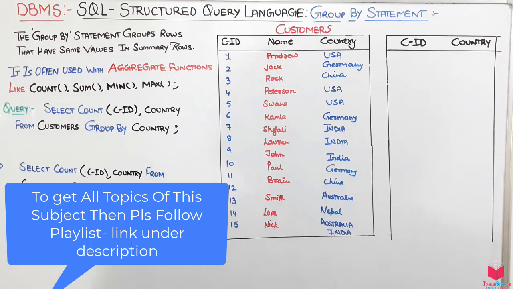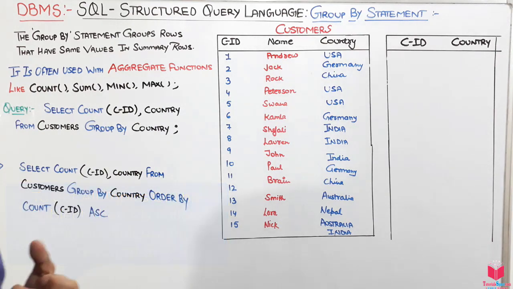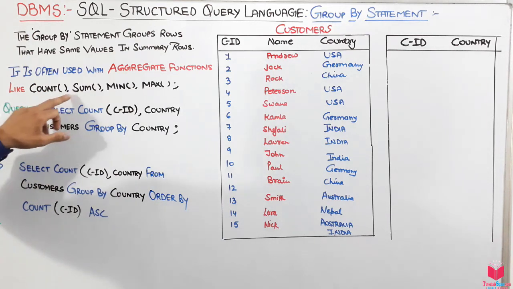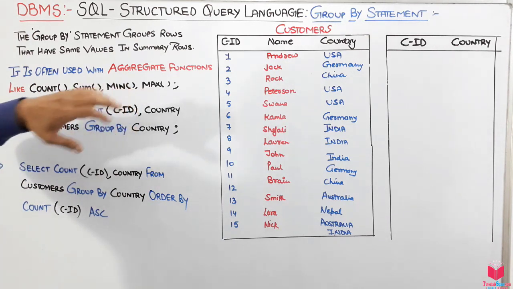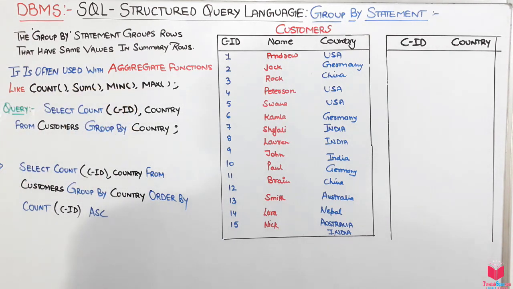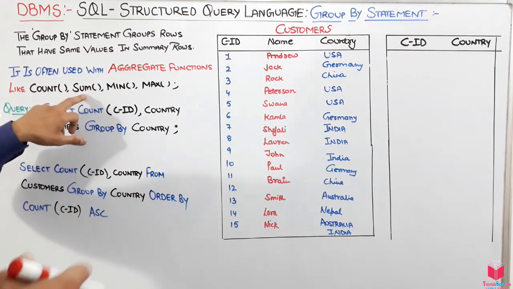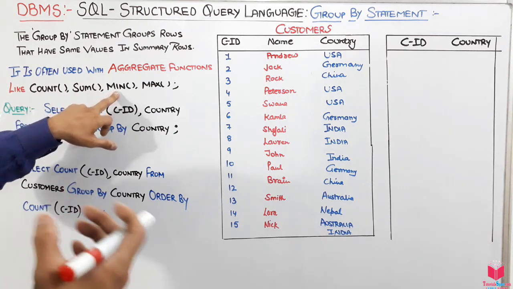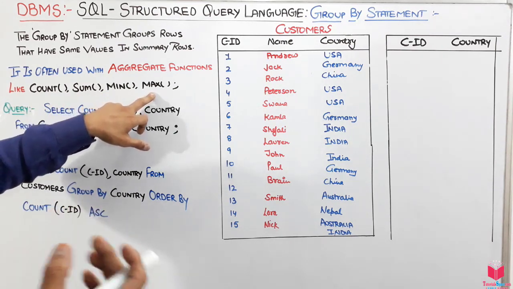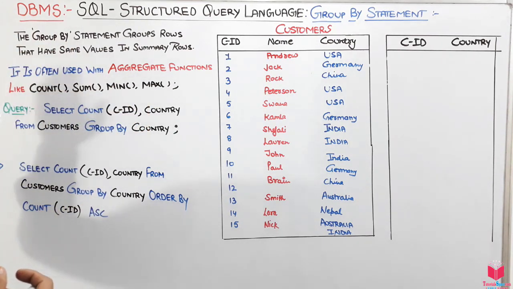It is often used with aggregate functions. We have already covered aggregate functions, like COUNT, SUM, MIN and MAX. We will use those aggregate functions to find how many rows, the sum of that group, the minimum value from that group, and the maximum value from that group. So we will find many things from the aggregate functions by using GROUP BY.